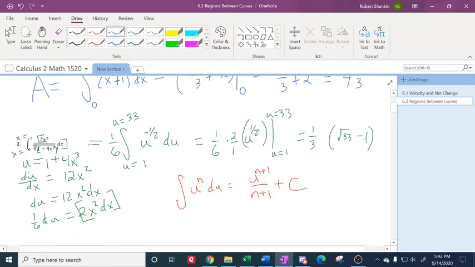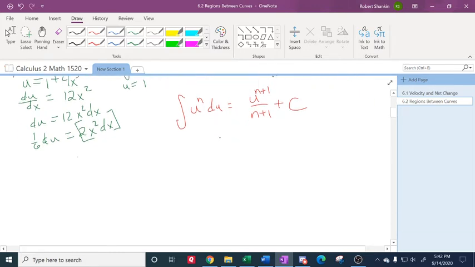So we set the u to be 1 plus 4x cubed. I'm going to take du/dx, the derivative of that, which is just 12x squared. Multiply both sides by dx: 12x squared dx. Now, another way I could have done this is I could have brought this 2 out front and then just solved this thing for x squared dx. And then I would have divided both sides by 12. And then I would have had 2/12, which would have been the same as 1/6. But that's how we wind up getting this 1/6 out here.